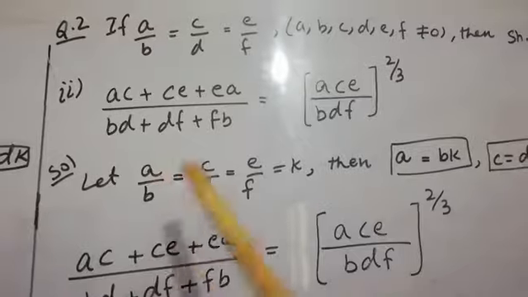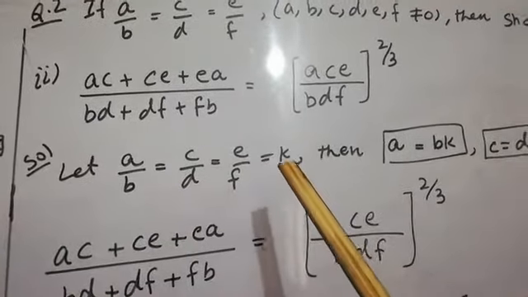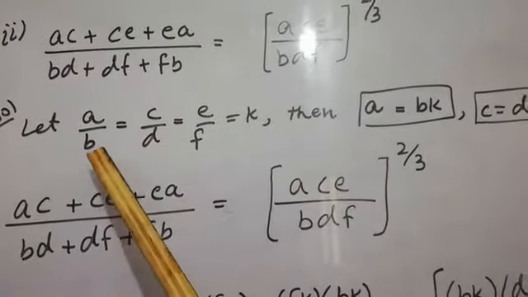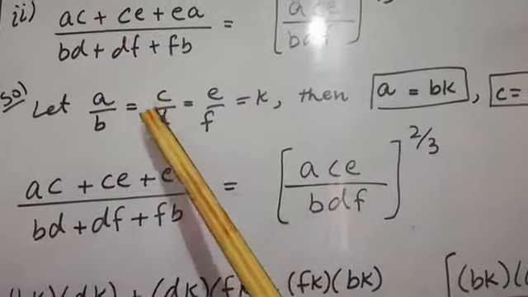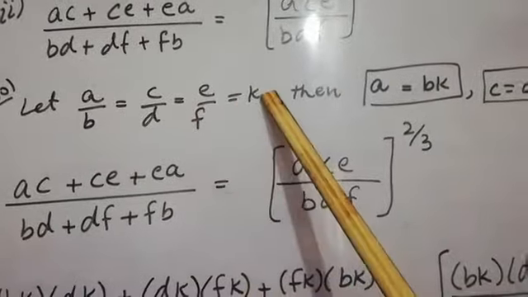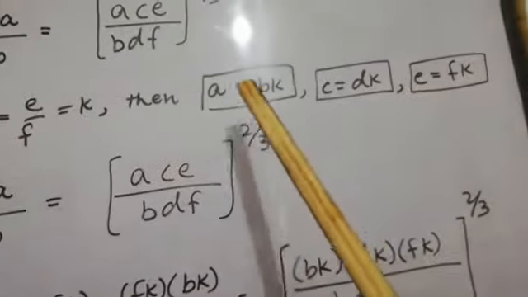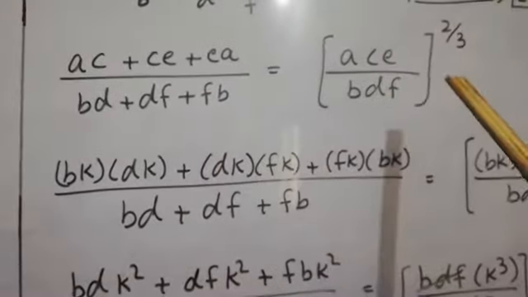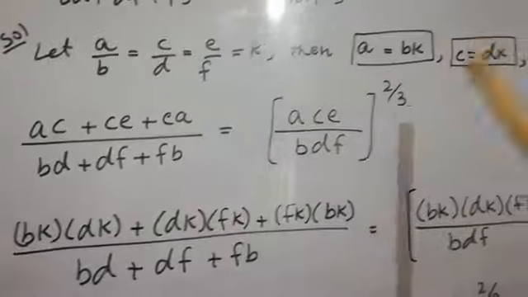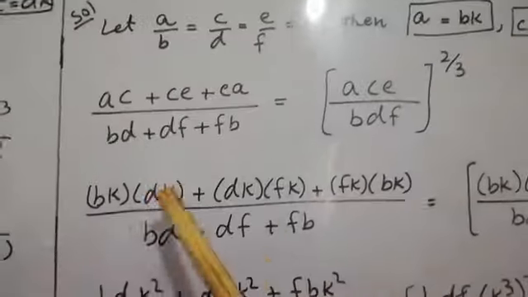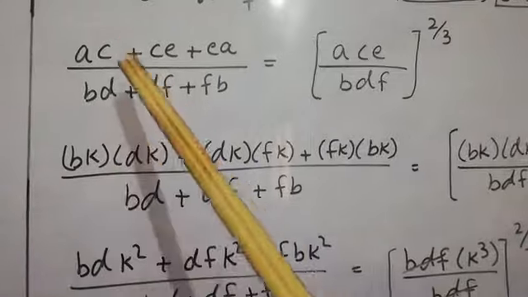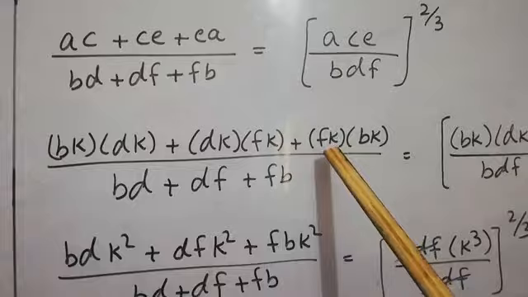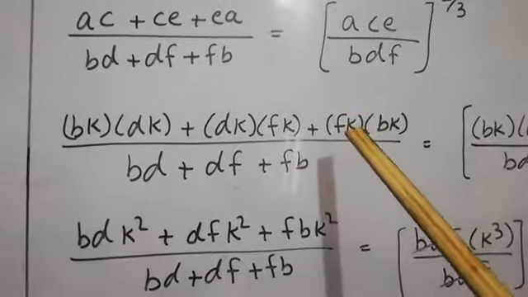Let A by B equals C by D equals E by F, all equal to proportionality constant K. Then A is equal to BK, C equals DK and E equals FK. So we will write the values of A, C and E, and after that we will write the question again and then we will put the values which we have taken. So put the value of A which is BK, value of C is DK, and E is FK.